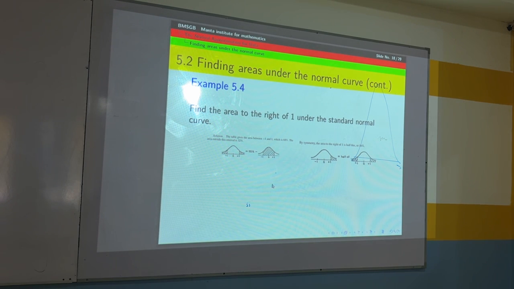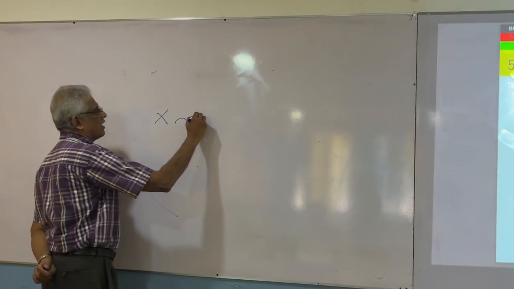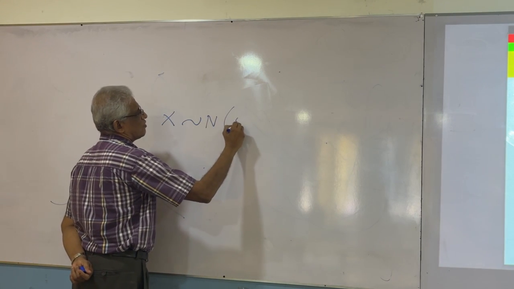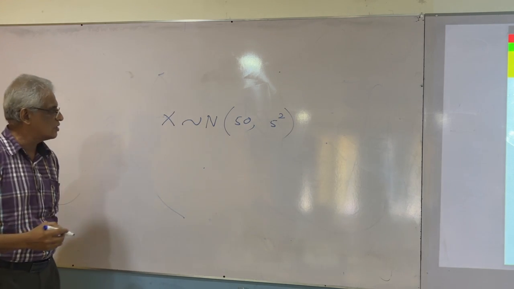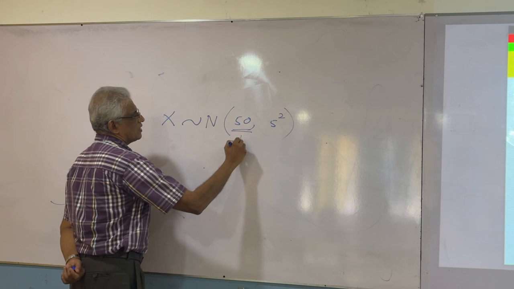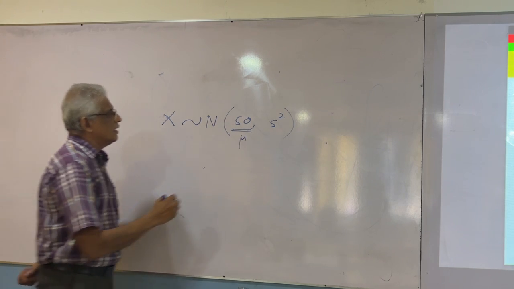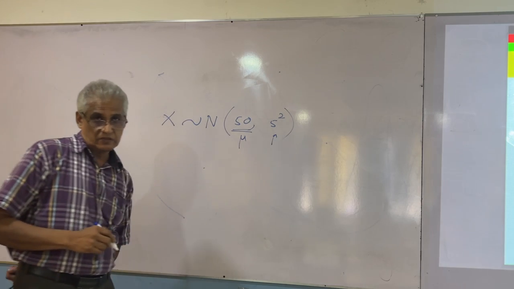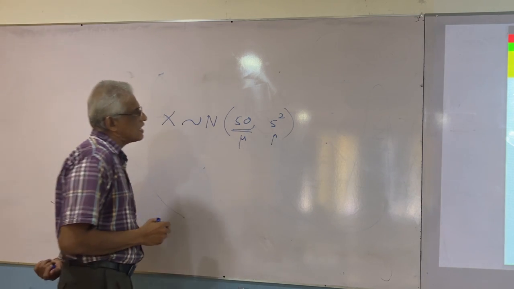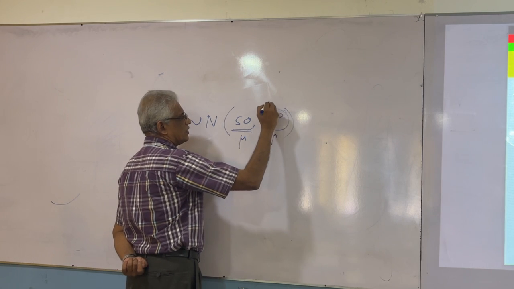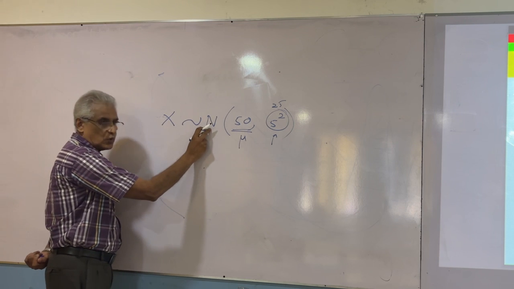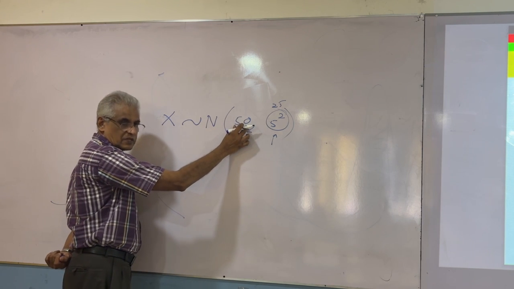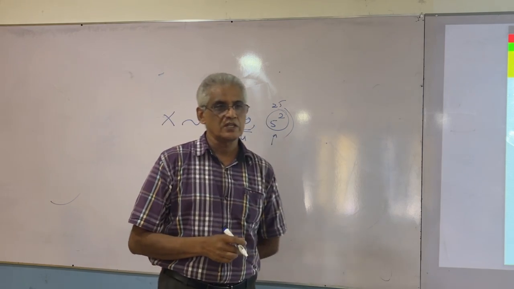So what you have to do is, if you are given x, this is how you write down the notation: x has a normal distribution with mean 50 and standard deviation 5. This is the standard notation. Usually in the standard notation they write mu as the first number. The second number they write is actually the variance, not the standard deviation. So if the standard deviation is 5, they write 25 here. So this means x is some random variable. It has a normal distribution with mean 50 and standard deviation 5, or variance 25.